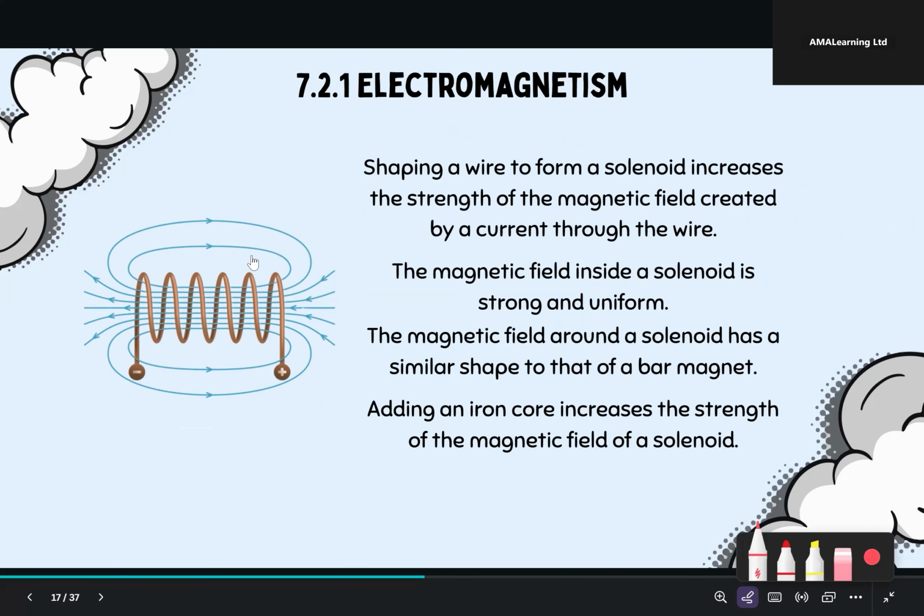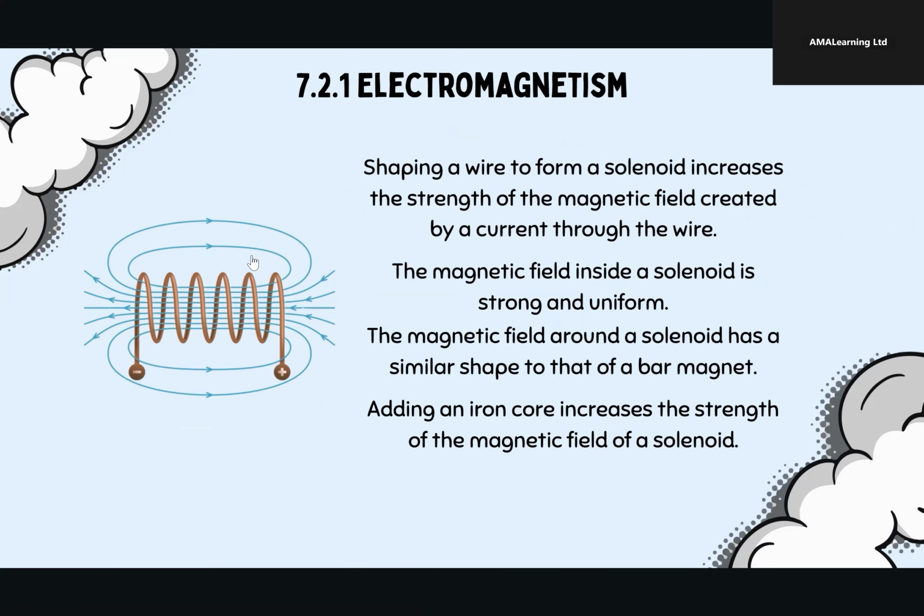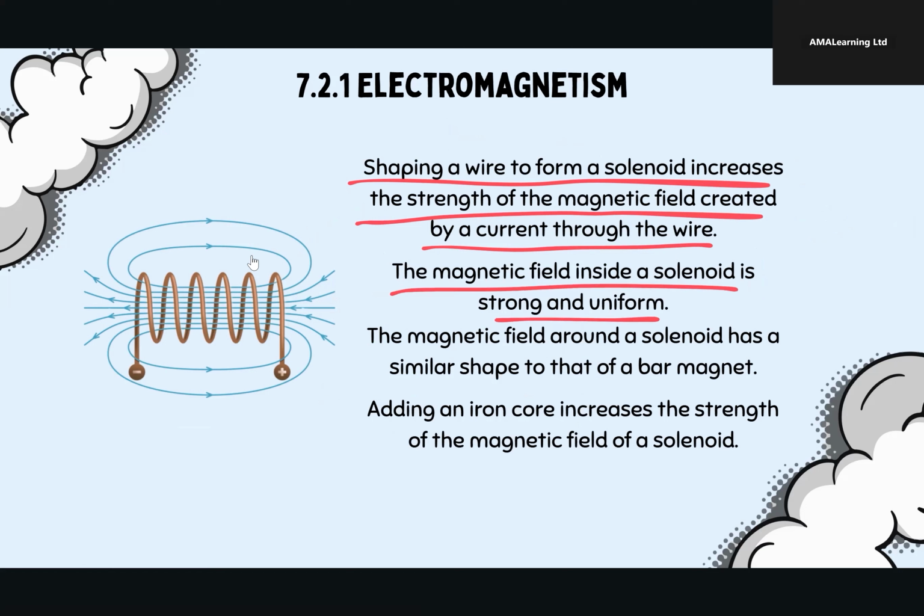Okay, this is a solenoid. So again, I'll explain this in my own words after we read through it. Now, if you shape a wire to form a solenoid, it increases the strength of the magnetic field created by a current through the wire. I'm going to explain what that means in a second. The magnetic field inside a solenoid is strong and uniform. I'll explain that too. The magnetic field around a solenoid has a similar shape to that of a bar magnet.